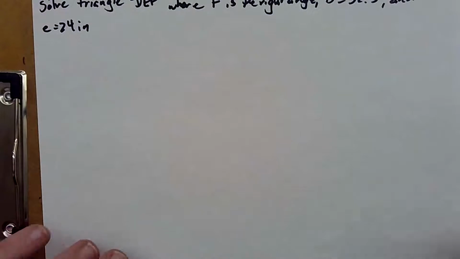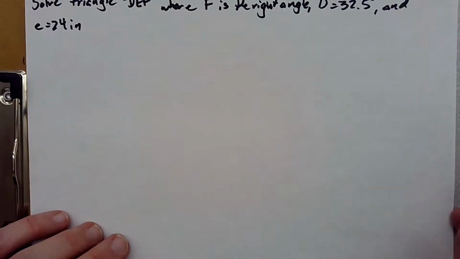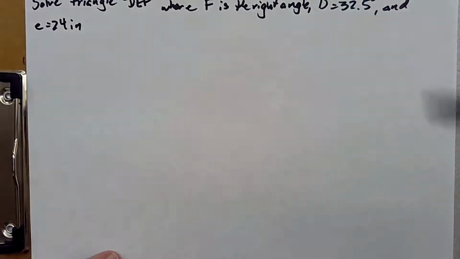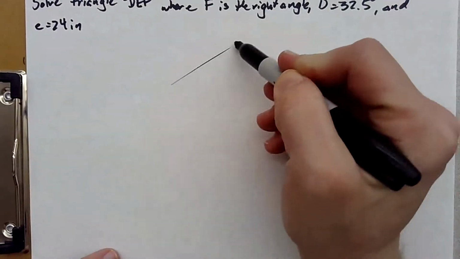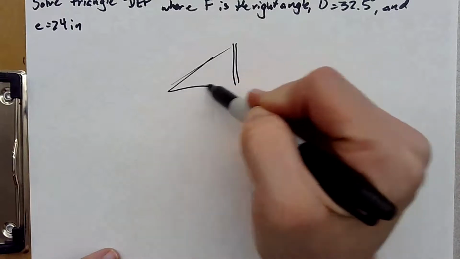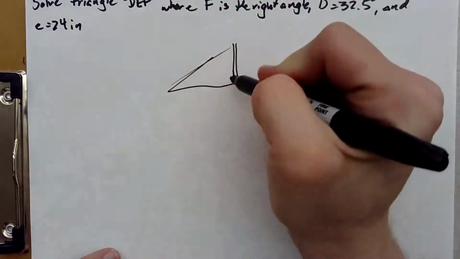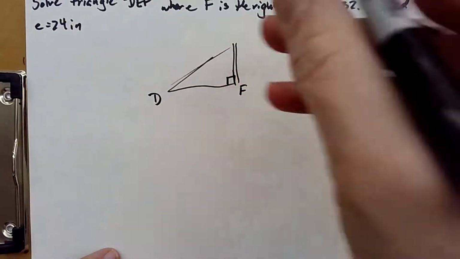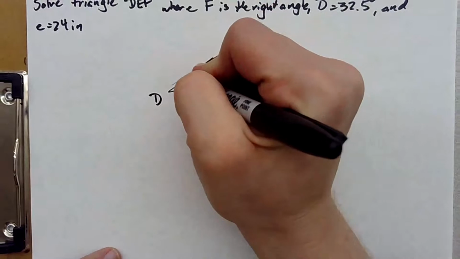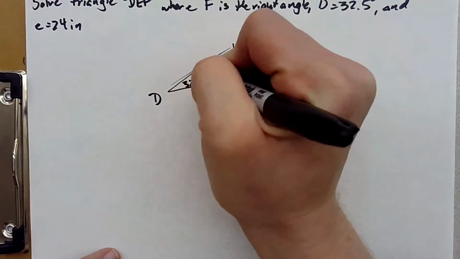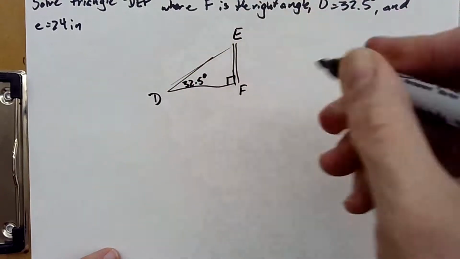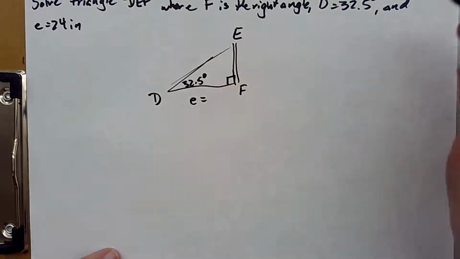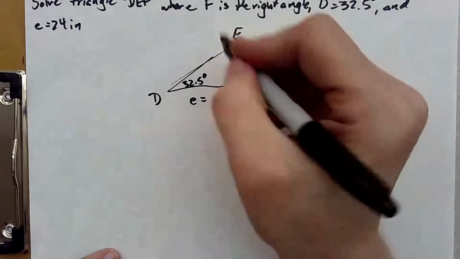Next, solve triangle DEF, where F is the right angle, D is 32.5 degrees, and E is 24 inches. Okay, so here is what we know. Here is our right angle F. We'll call this D, that's 32.5 degrees. This is angle E, and this is side E, which is 24 inches.